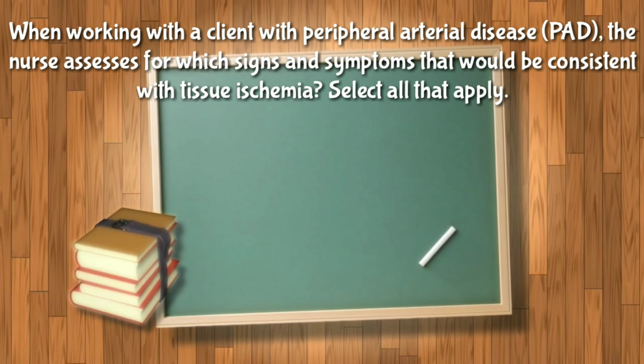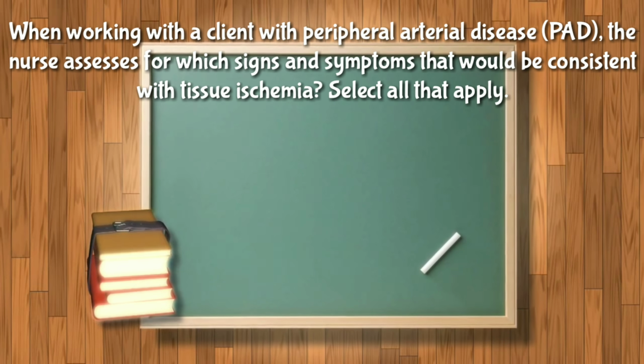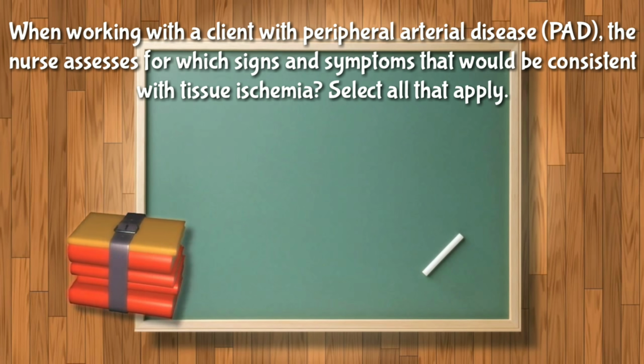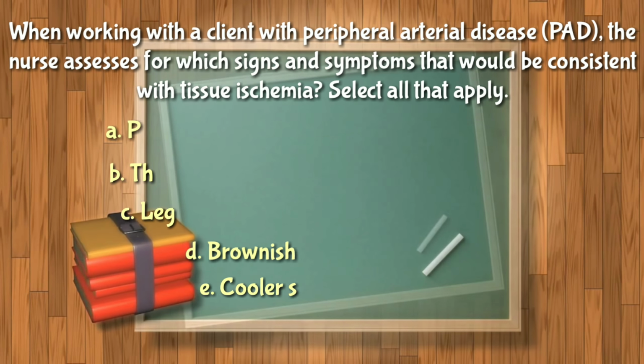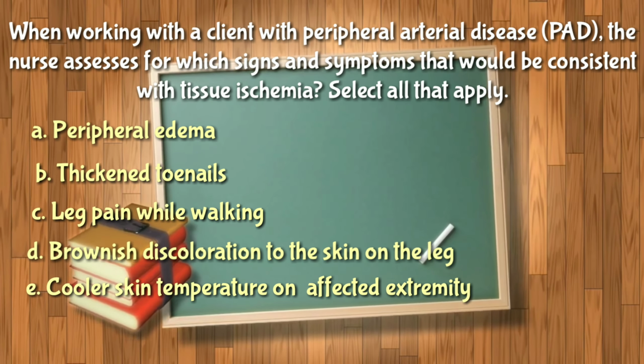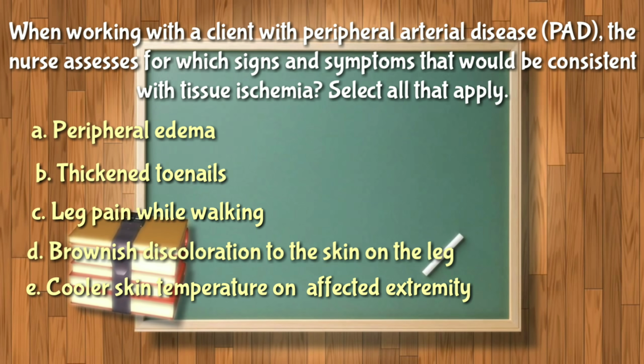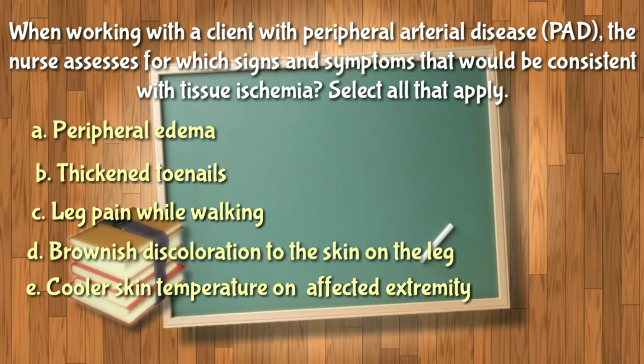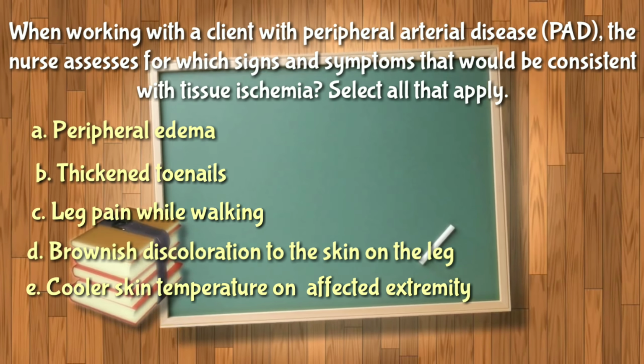When working with a client with peripheral arterial disease, the nurse assesses for which signs and symptoms that would be consistent with tissue ischemia. Select all that apply. So this question talks about the signs and symptoms of peripheral arterial disease that are consistent with tissue ischemia. So among the 5 given manifestations below, which among them is consistent with tissue ischemia?